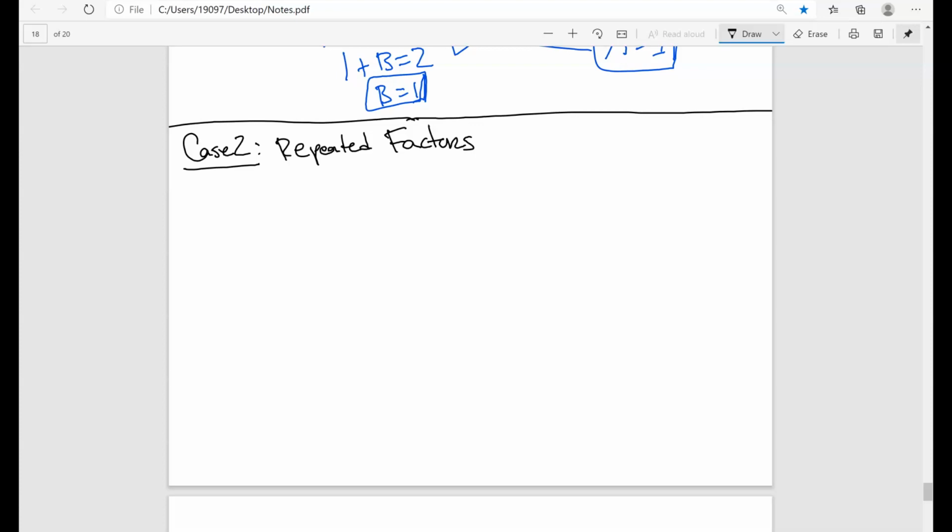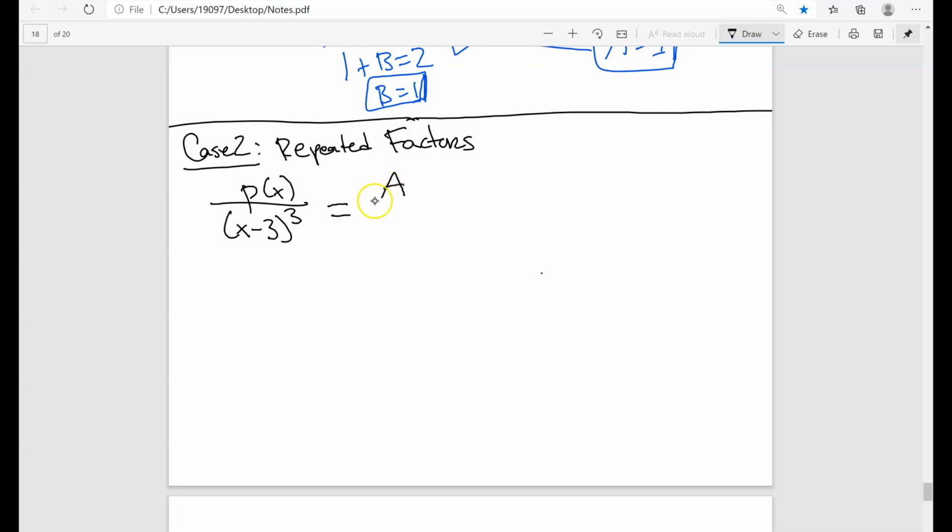So this is going to be the second case, which is repeated factors. Let's say, for example, you ended up with something that looks like this. You had a polynomial on the top, and let's say on the bottom, you ended up with an x minus 3 cubed. So basically what's going to happen is that you're going to take this x minus 3 and you're going to repeat it 3 different times.